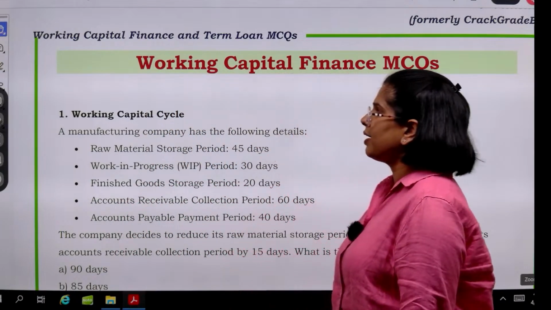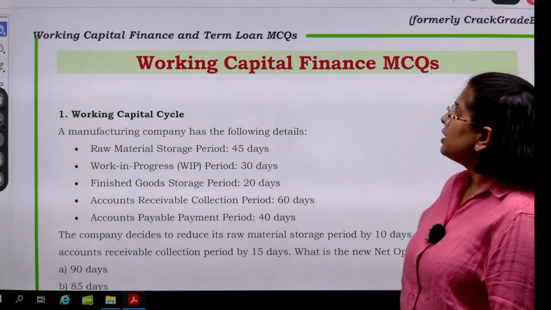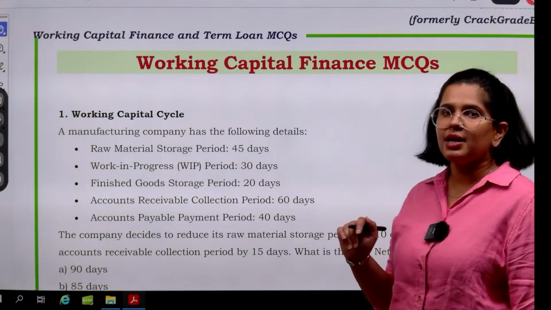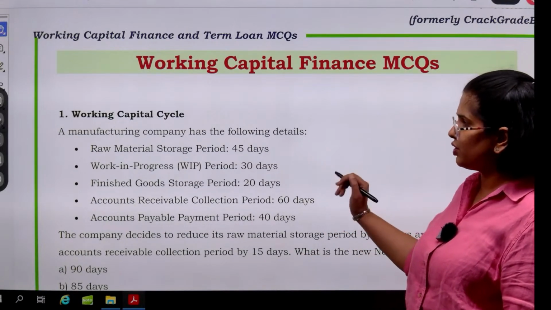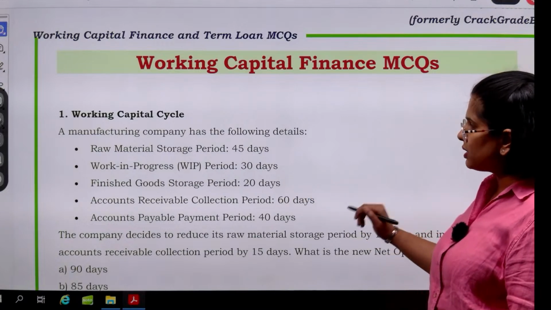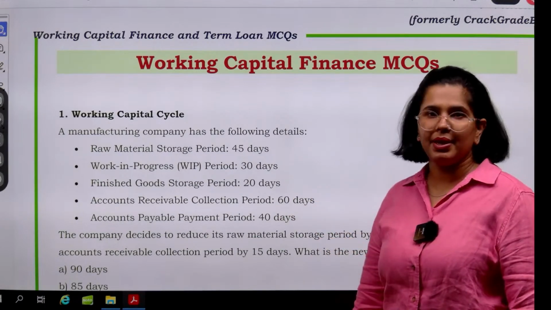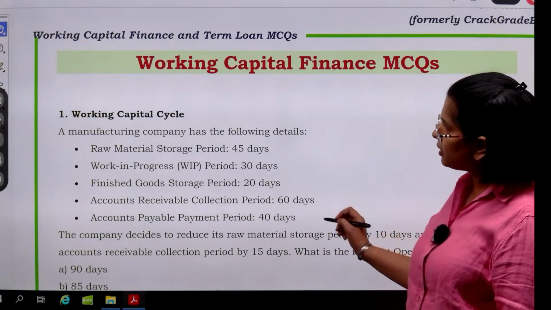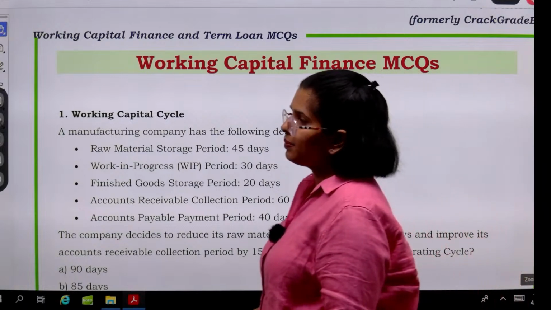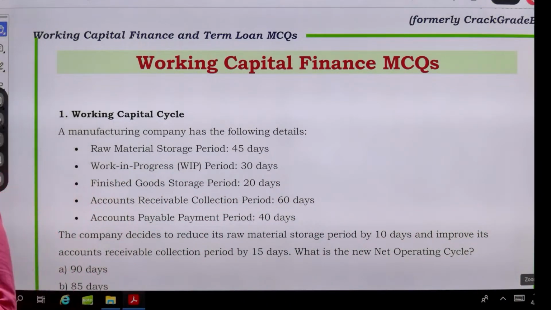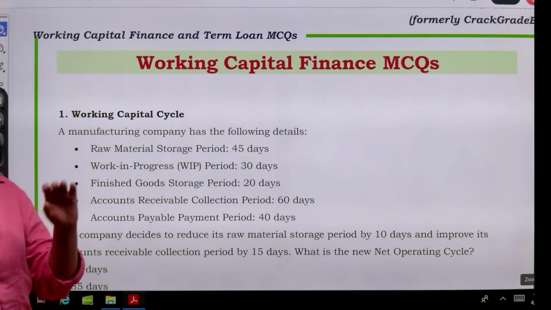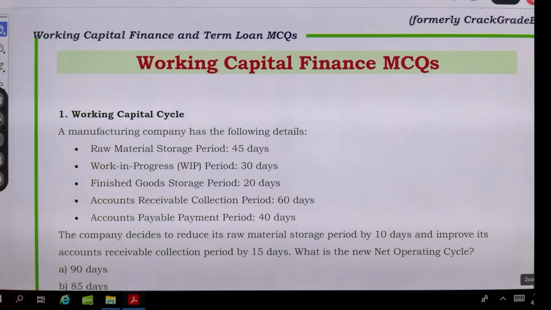Number one, we have working capital cycle. So a manufacturing company has given you details: raw material storage, WIP, finished goods, accounts receivable and accounts payable payment period, right? So these are the days which the company takes in order to convert its raw material into finished goods, right? And the selling procedure, everything is involved over here.